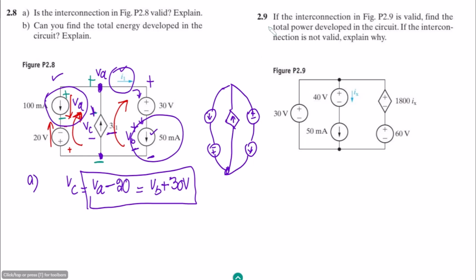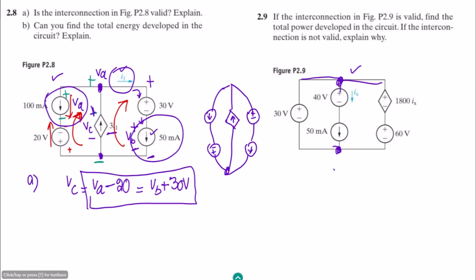Similarly, in question 2.9, the statement of this question is, if the interconnection in figure P2.9 is valid, find the total power developed in the circuit. If the interconnection is not valid, explain why. So first of all, we have to see whether this interconnection is valid or not. So therefore, these three are this one, and this one.